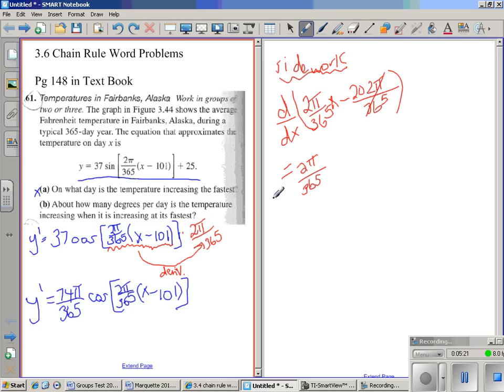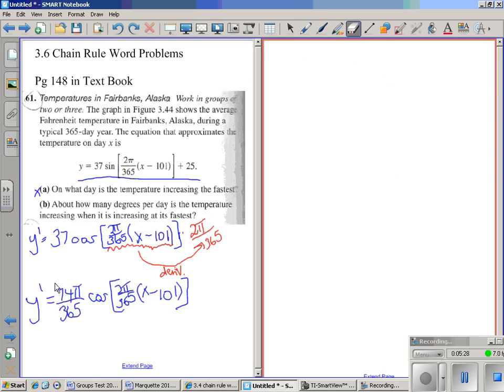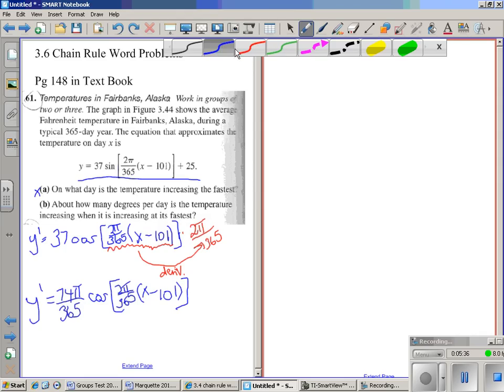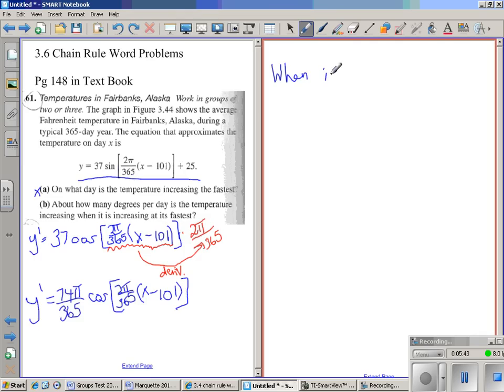Well, I want to know when it is increasing at its fastest. So let me get rid of my side work. Hopefully you guys all have that up. I want to know when this is going the fastest that it's increasing. So what I'm determining is when is my rate of change at its highest. Okay, so when is y prime a max? So what you have to consider is when is cosine at a max? Okay, so let me undo that. Okay, when is y prime at a max? So when is cosine at a max?